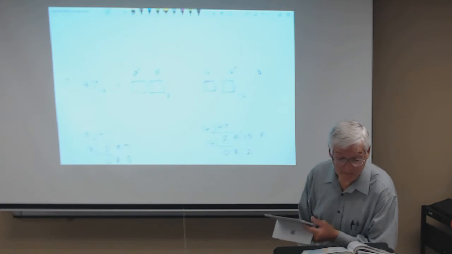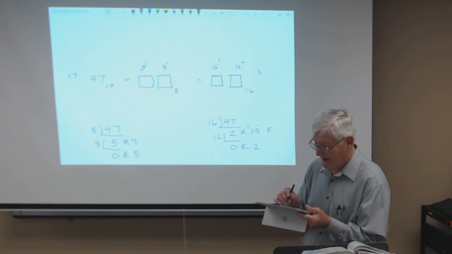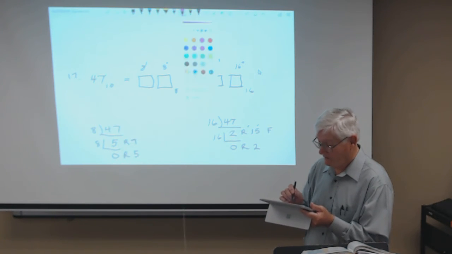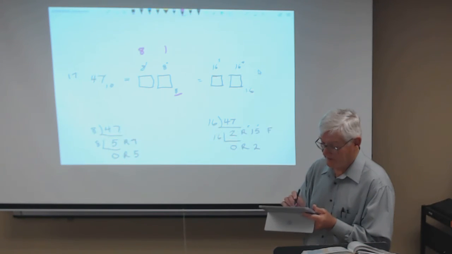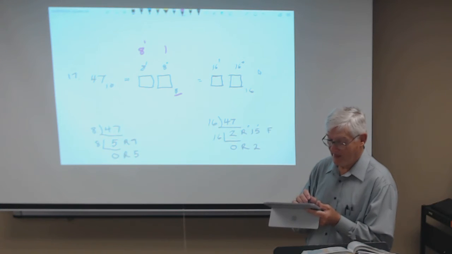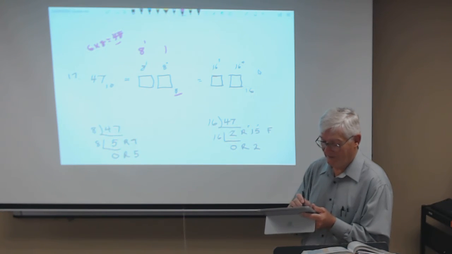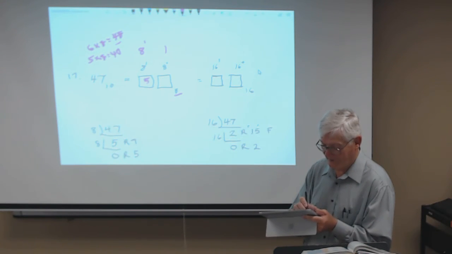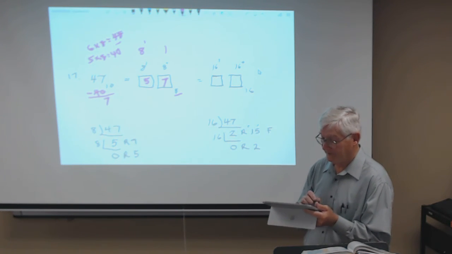Number 17. Convert 47 to base 8. So that's the 1's place, and that's the 8's place. How many 8's in 47? 6 times 8 is 48. That's too much. So 5 times 8 is 40. So I have 5 of these, and I subtract 40. And I'm left with 7. So 7 goes in there.